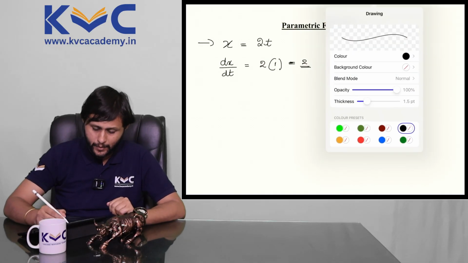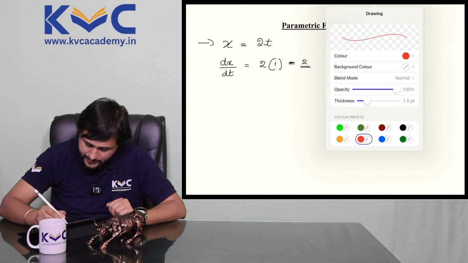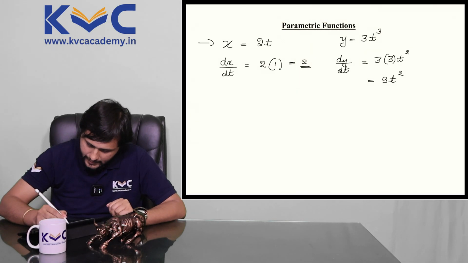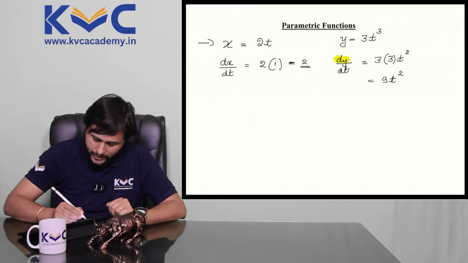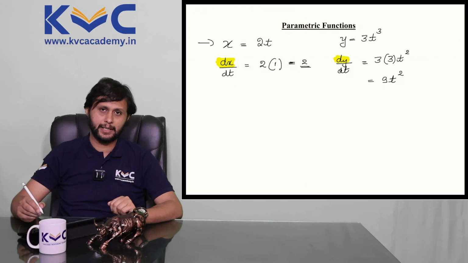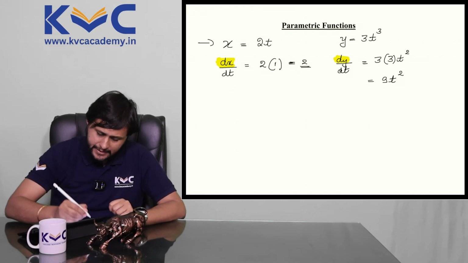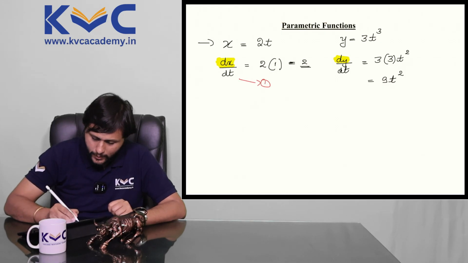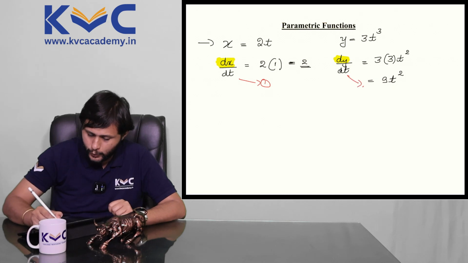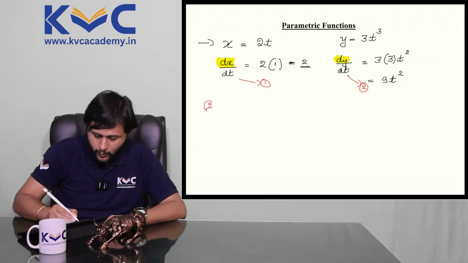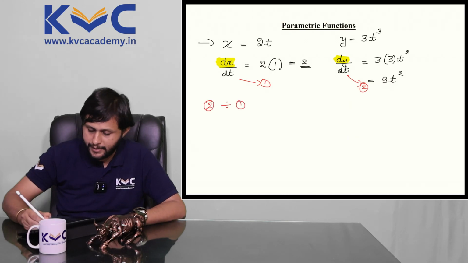I want dy, and dx is there over here. Both are there in the numerator. Correct. What should we do? Now if I number these just for the purpose of identifying, I'll call this 1, I'll call this 2. What do I need to do? I need to do 2 divided by 1.